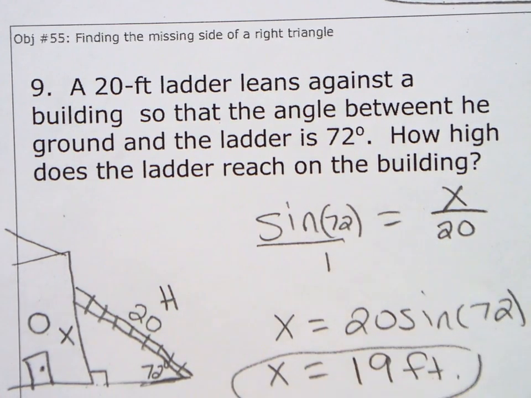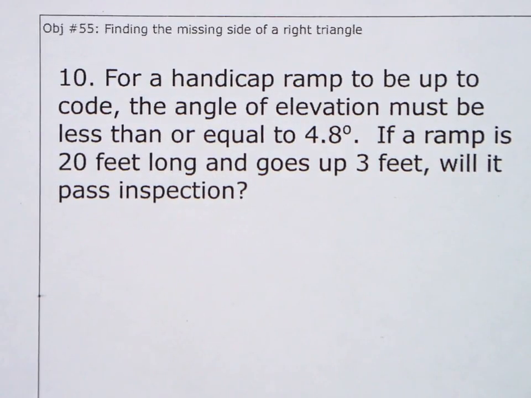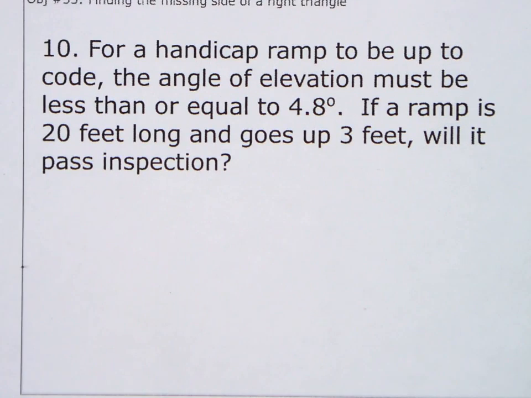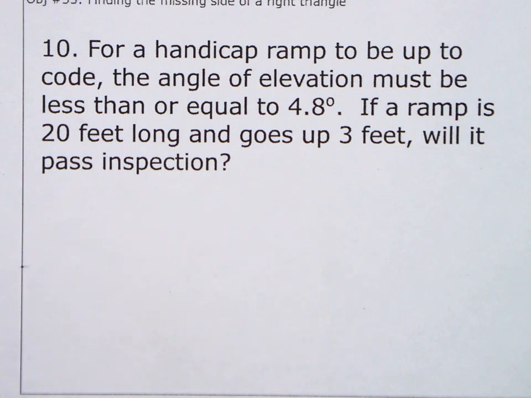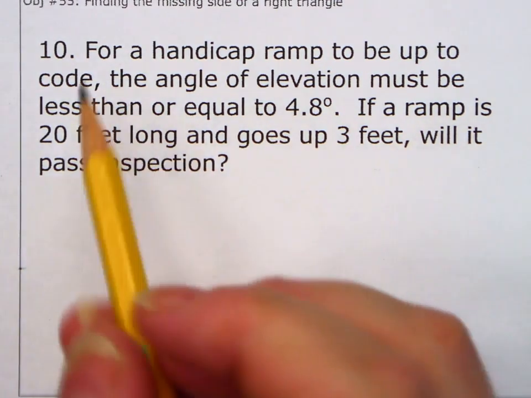Done. Okay, one more. We're done. This is a true story, too. I actually looked up these numbers for this next one. For a handicap ramp to be up to code, the angle of elevation must be less than or equal to 4.8 degrees. If a ramp is 20 feet long and goes up to 3 feet, will it pass inspection?